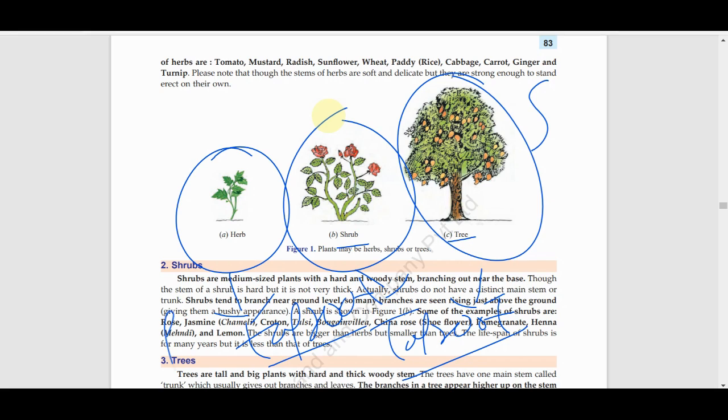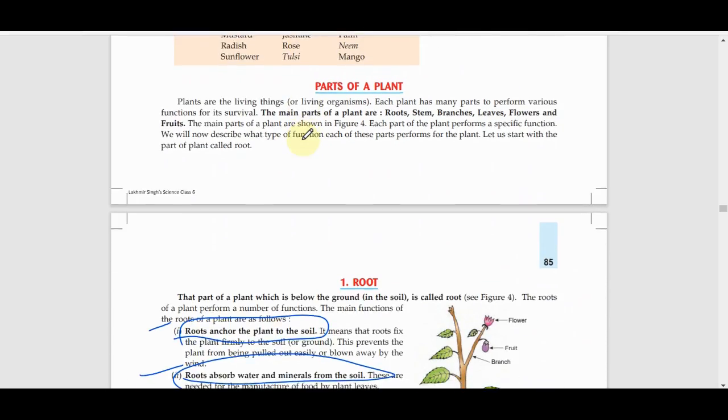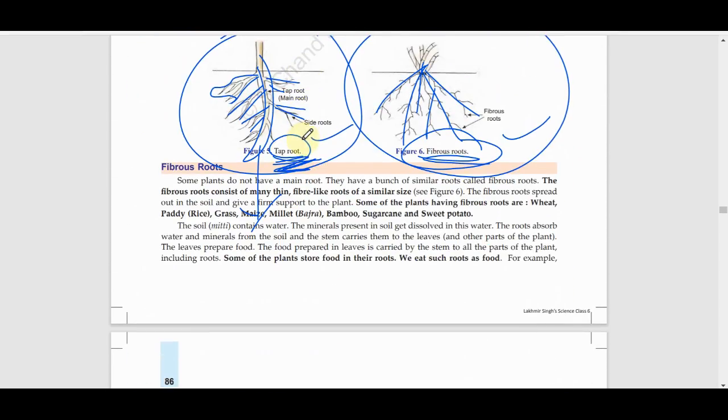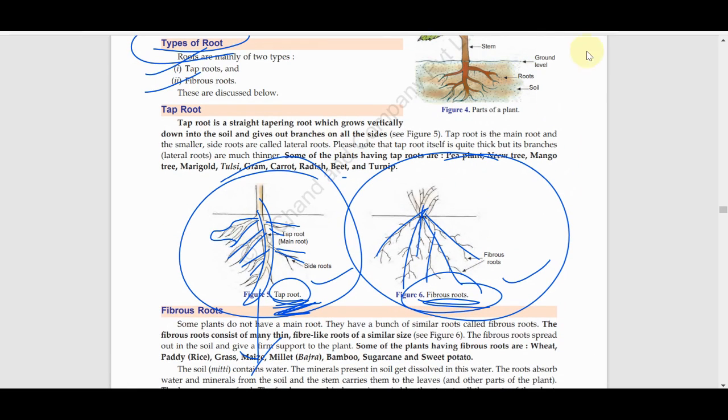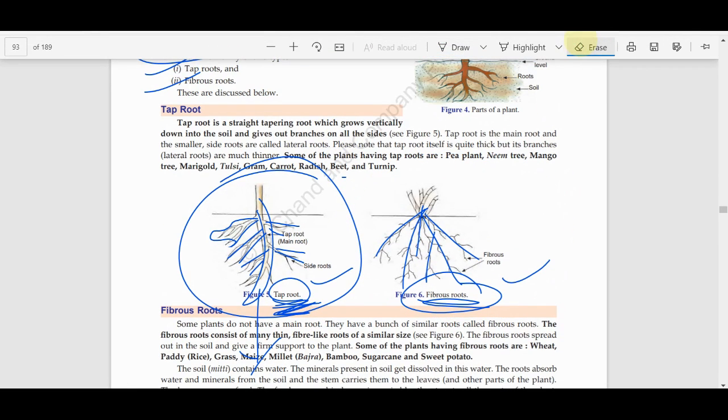Okay, only few. I am writing here: a few plants of the herbs have a taproot, but a large number of the herbs have fibrous roots. So I think you will see the fibrous roots and the taproots. Some examples are given, and I will tell you what those examples are.